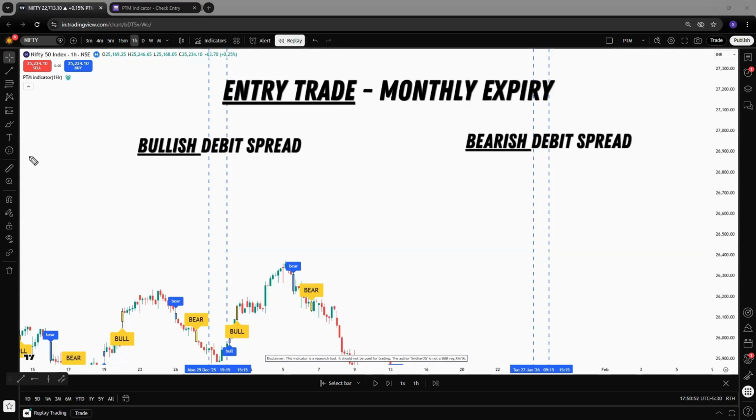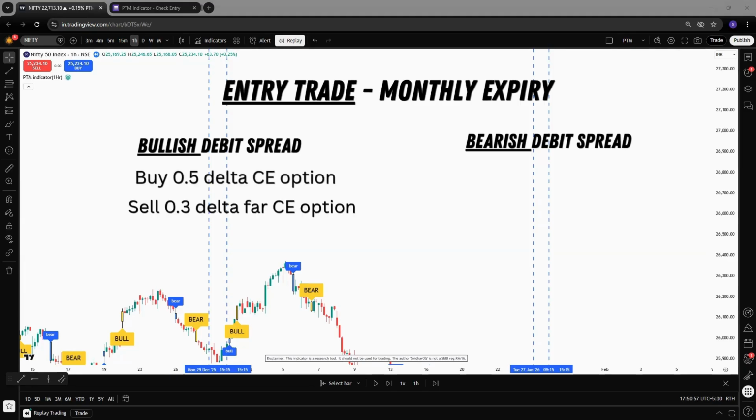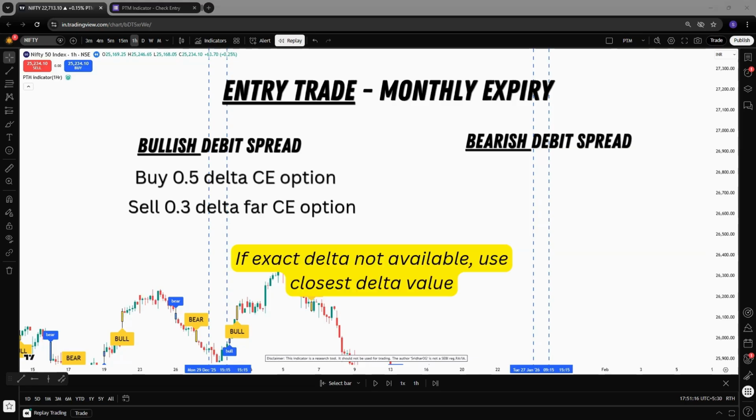In the bullish trade, I'm going to take 0.5 delta by two lots, and again, I'm talking about a capital of 5 lakhs. Whenever I have to take entry, I'll do this: 0.5 delta buy and 0.3 delta sell. I'm not using premium level; I'm using delta level. Delta is the Greek value. I'll show you in the option chain during the demo how I select it.